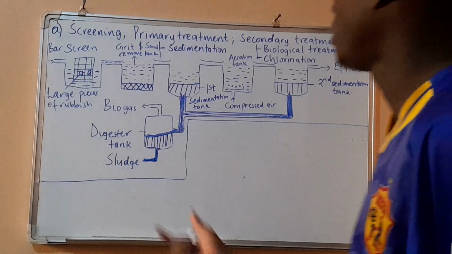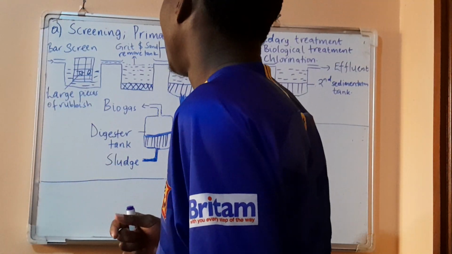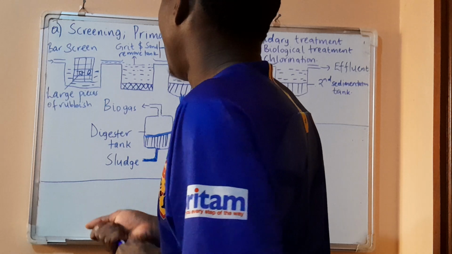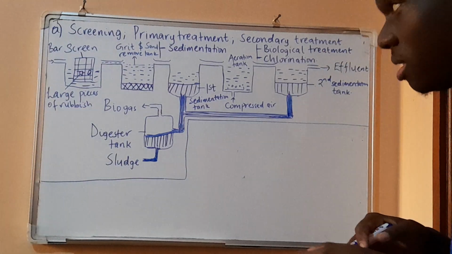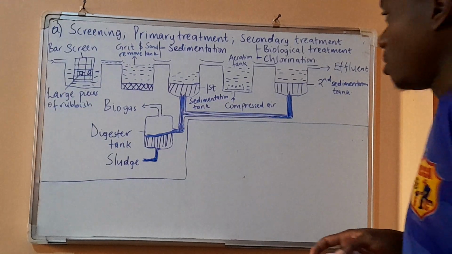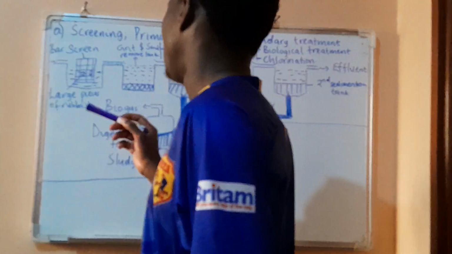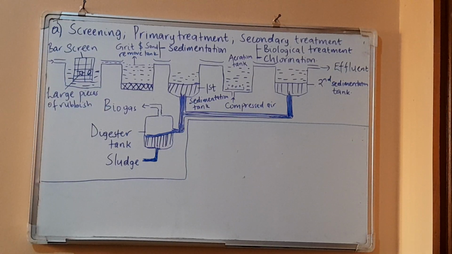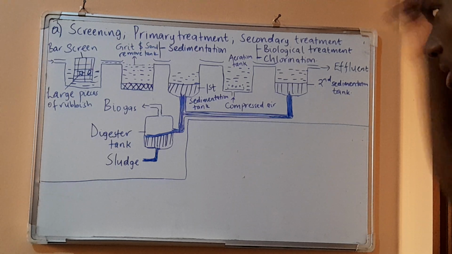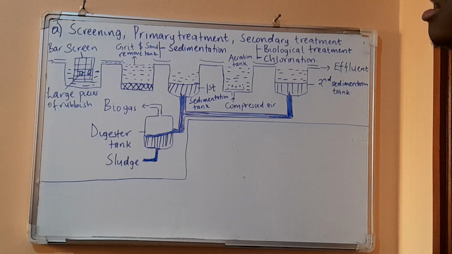So screening, we have this tank, this first tank, where we are having this bar screen. This bar screen is kind of a sieve which is used to remove large pieces of rubbish. For them, they are trapped at that stage. Now, after leaving them at that stage, we remain with the sewage which does not contain large pieces of rubbish. For example, we can take note of plastic bottles, maybe polythene bags, such things.